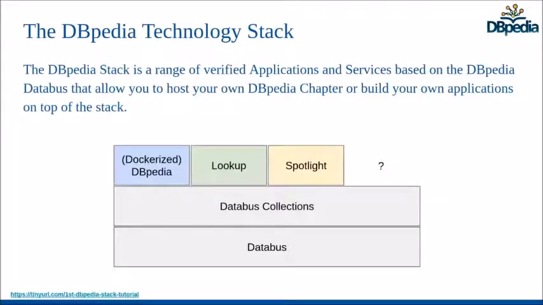And then on top of that, we have several DBpedia applications and services that work well together with these Databus collections and are really easy to set up using Docker. This makes it fairly easy to set up your own DBpedia chapter, for example, if you want to replicate some DBpedia infrastructure, or you just want to build your own applications on top of the stack. It's also really easy to set up a local DBpedia, for example, or set up a local Spotlight and so on.